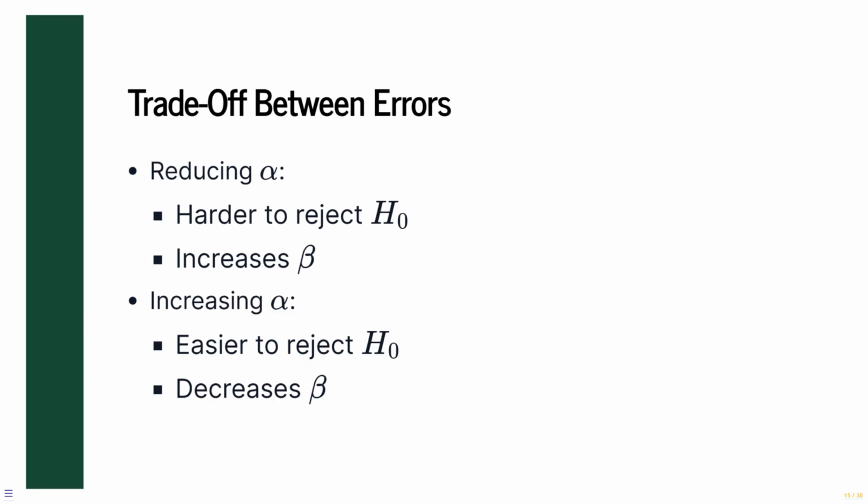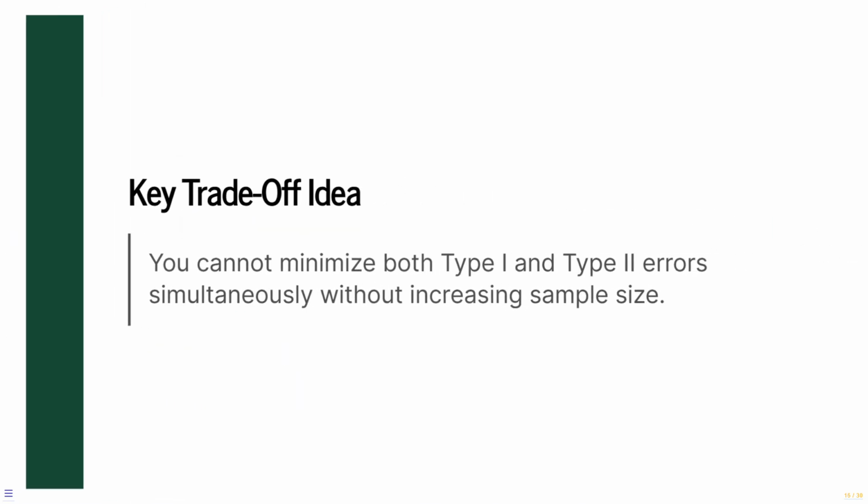There is an important trade-off between type 1 and type 2 errors. If we reduce alpha and become more cautious about false positives, it becomes harder to reject the null hypothesis, which increases the chance of a type 2 error. On the other hand, if we increase alpha and make it easier to reject the null hypothesis, we reduce the chance of a type 2 error, but increase the risk of a false positive. This leads to a key idea. We cannot minimize both types of error at the same time unless we increase the sample size. Larger samples help reduce both types of error simultaneously.